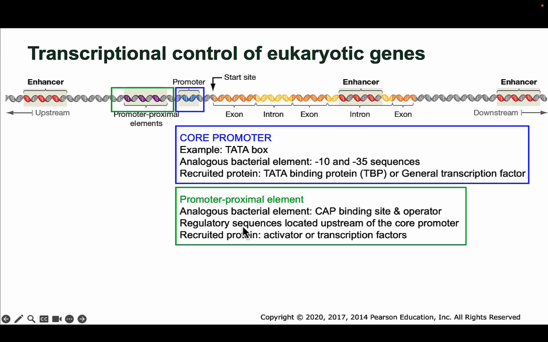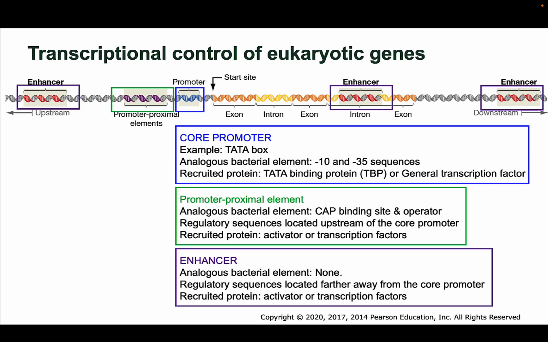These are, as I mentioned, regulatory sequences located upstream of the core promoter, and they recruit proteins that we either call an activator, or sometimes refer to as a transcription factor. So that's where a transcription factor can bind. For a long time, scientists thought that we had these promoters and promoter proximal elements, but it turns out that we have quite a few more sequences that can control the transcription of eukaryotic genes.